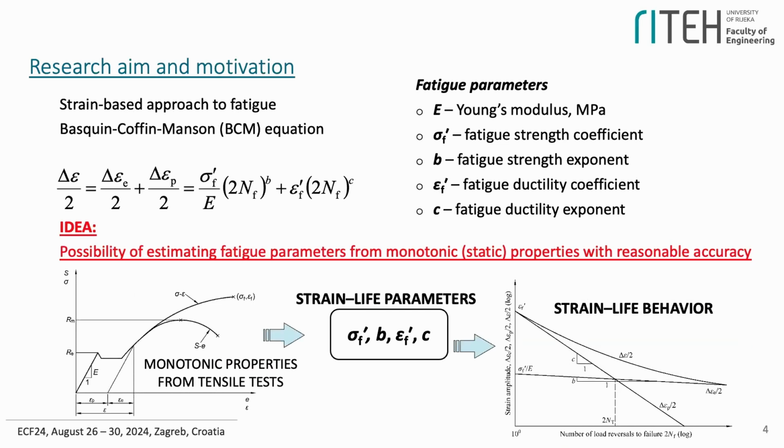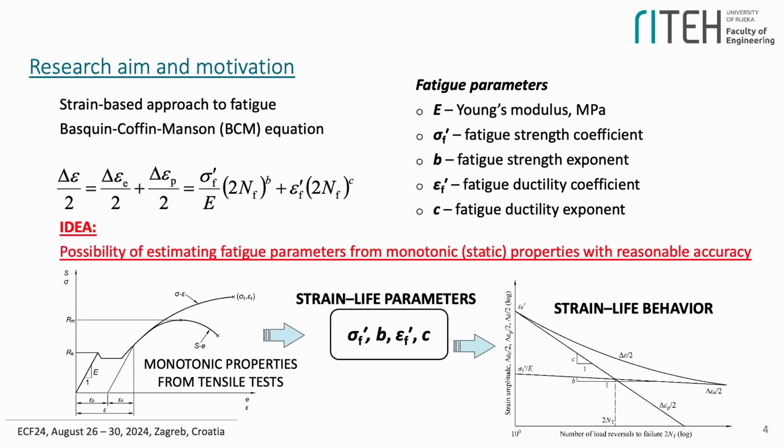Again, the focus is on the strain life approach regarding fatigue and the extremely well-known Basquin-Coffin-Manson equation, which is given here. The idea is that there might be a possibility to estimate fatigue parameters and fatigue behavior, consequently, using easily available static, monotonic properties with, I would say, reasonable accuracy. So this also has to be, in the end, tested with experiments. We cannot rely exclusively on such simple methods, but they can be useful.